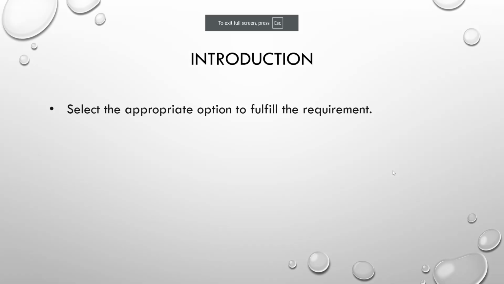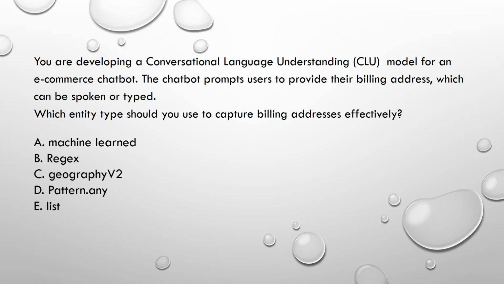Now to the format of the question. We have to select the appropriate option to fulfill the requirement stated in the question. You are developing a conversational language understanding model for an e-commerce chatbot. The chatbot prompts users to provide their billing address, which can be spoken or typed. Which entity type should you use to capture billing address effectively? Machine learned, Regex, Geography V2, Pattern.any, list.